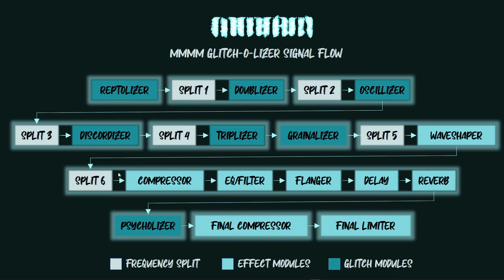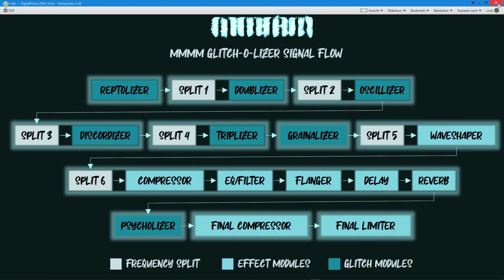and finally a final compressor and final limiter, because as you can probably imagine, based on all these glitch modules, the sounds can get pretty crazy, and you should really use the compressor and limiter settings here if you make more creative stuff with it. That's it for the signal flow.